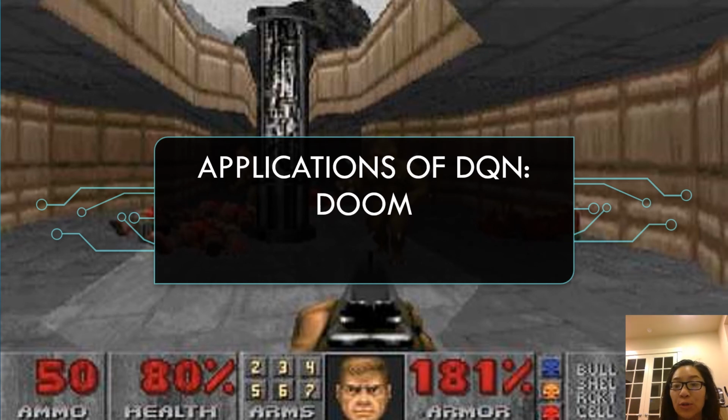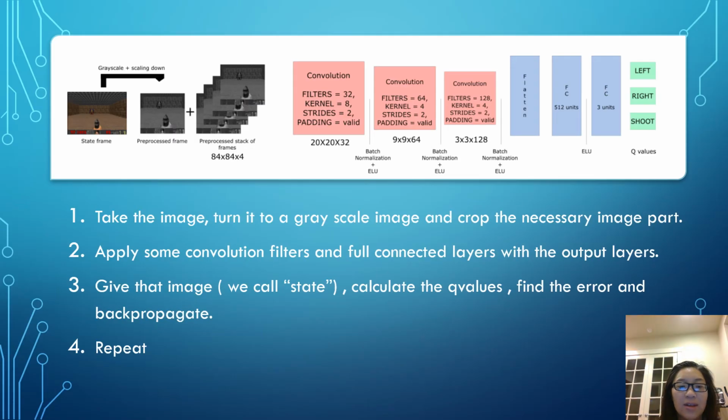So let's look at some applications of DQN. An example is Doom. Here is an overview of the DQN algorithm being used in Doom. Firstly, we take the image, turn it into a grayscale image, and crop the necessary image parts. Then we apply convolution filters and fully connected layers with the output layers. And thirdly, we give the image, which we call states, calculate the action value functions, find the error, and backpropagate. And then we repeat.